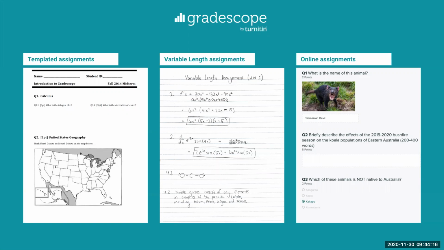The second is what we call a variable length assignment. This is where you might just give the students a list of questions that they have to answer, like answer questions 1 to 7 from the textbook. And then they can just go through and answer that on their own paper. So it could be in an exercise book, lined paper, A4 paper, back of an envelope even. And then they can take a photo of that work and upload it into Gradescope, and then it can be graded. We also support online assignments, where a student would log into Gradescope and answer their questions directly through the Gradescope site.